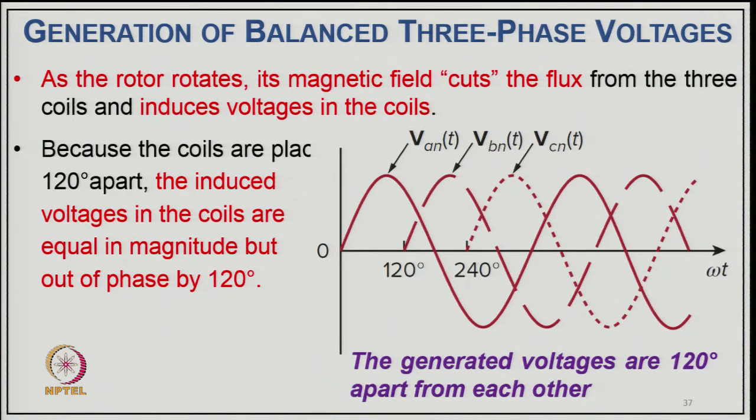in the coils, and because the coils are placed 120 degrees apart in phase, the induced voltages in the coils are equal in magnitude but out of phase by 120 degrees. As you can see here, Van, Vbn, Vcn are 120 degrees apart: Van starting from 0 degree, then Vbn from 120 degree, and then Vcn from 240 degree. So, the generator voltages are 120 degrees apart from each other.